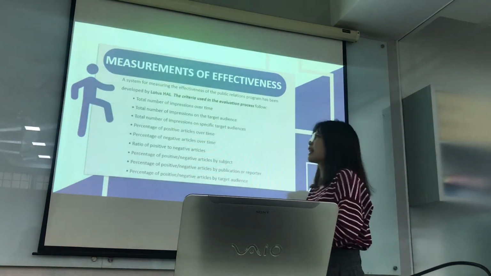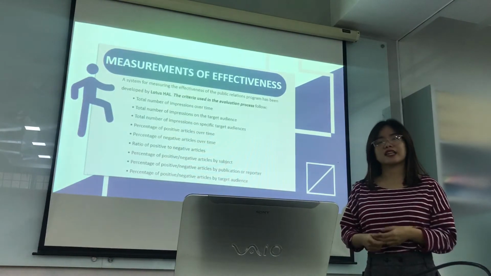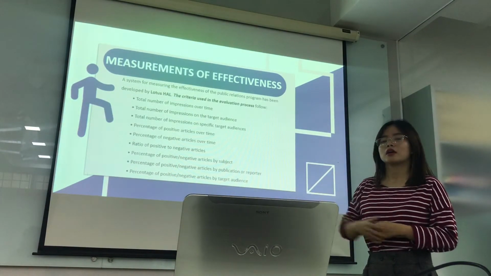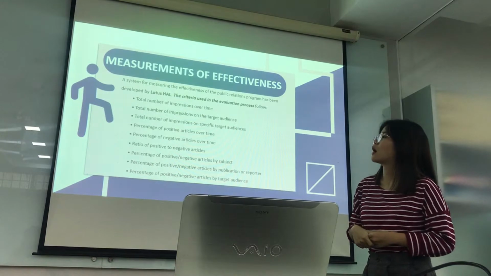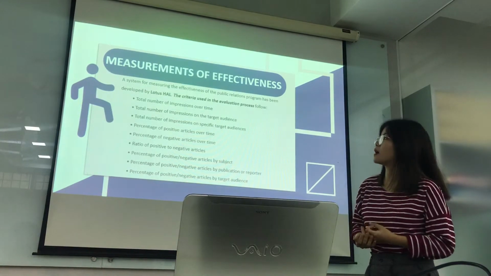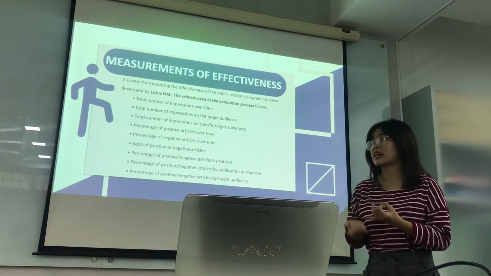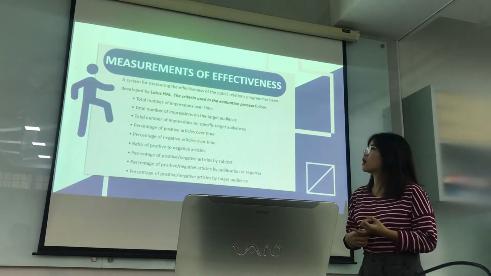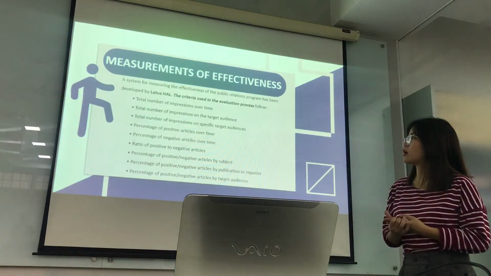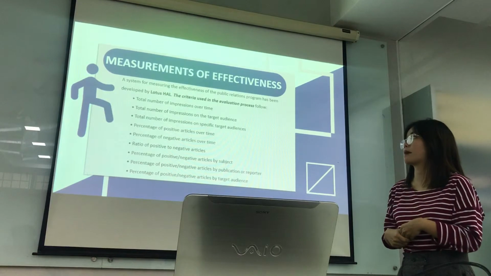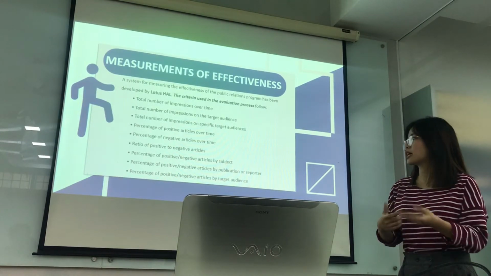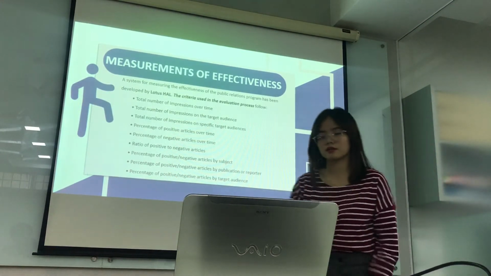In the last part, we'll have a look at how we measure the effectiveness of a particular PR program. So as you can see on the board, in general, people tend to use the number of impressions to measure the effectiveness of a PR program. The impression can be impression over time, or on the target audience, or on specific target audiences. And you can also base it on the percentage of positive or negative articles about the PR program over time, or by subject, or by publication or reporter.